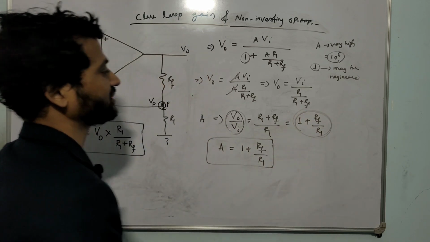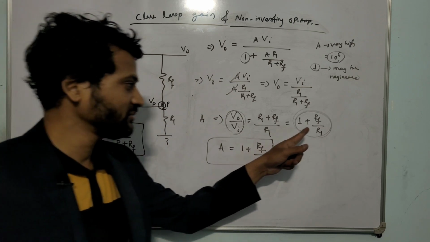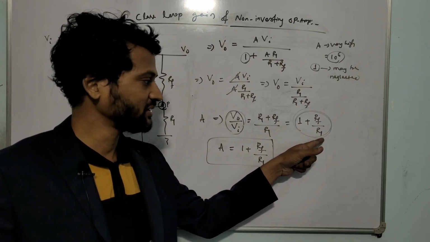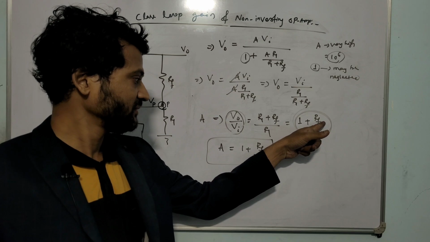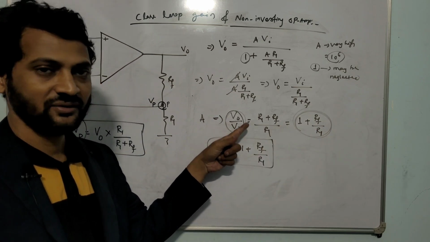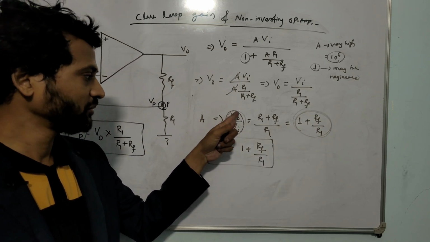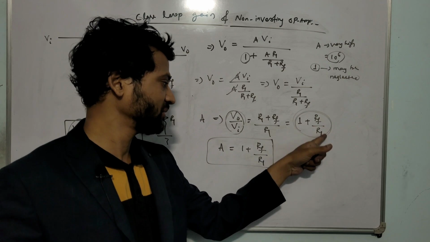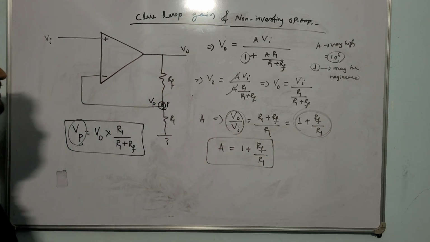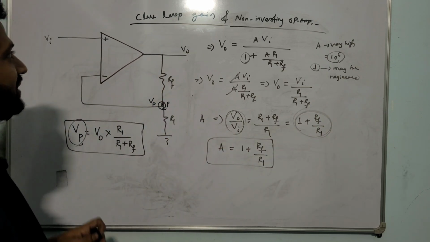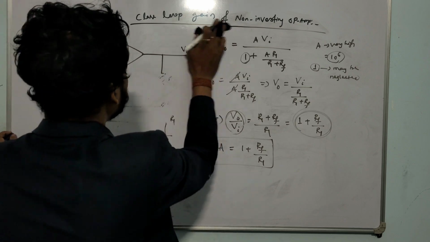From this you can get a numerical. See, R1 will be given in the question, the input resistance. RF is given. Input voltage will be given. You have to find out output voltage. Or output voltage will be given and these two parameters will be given. You have to find out input voltage. Okay, so that is all about closed loop gain.